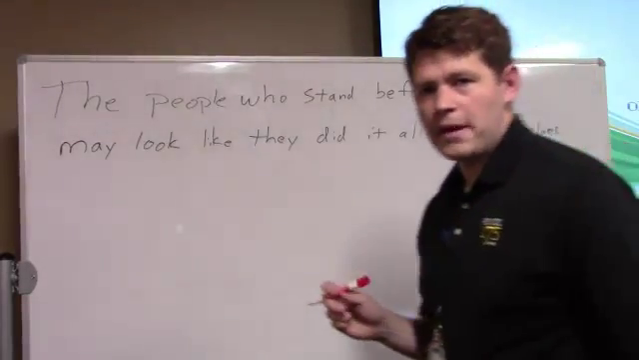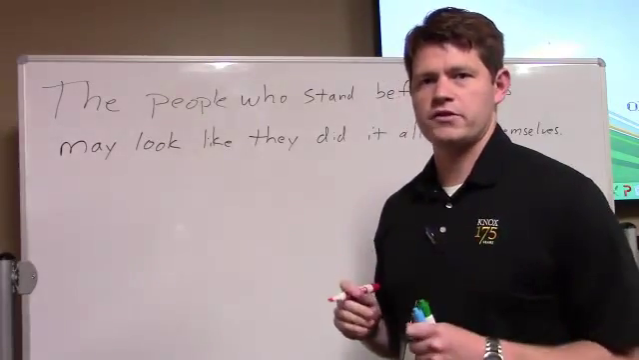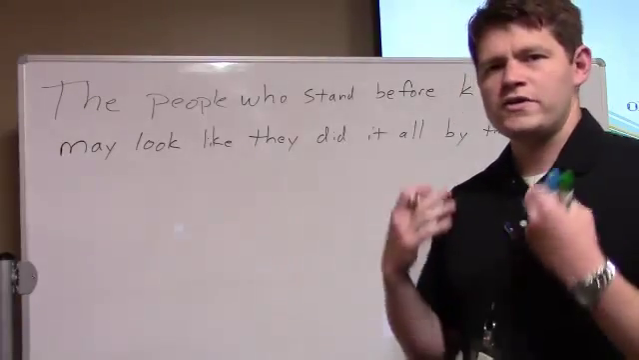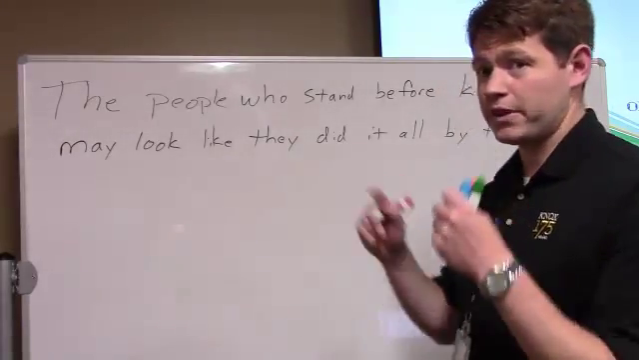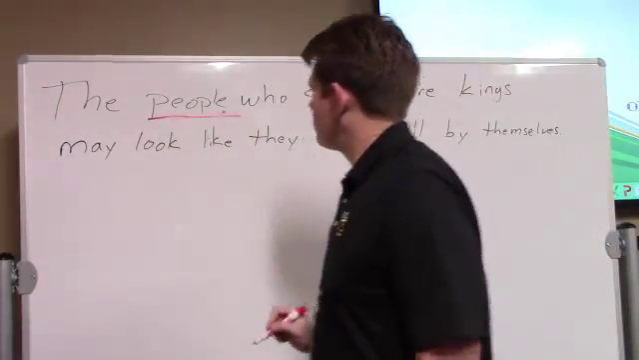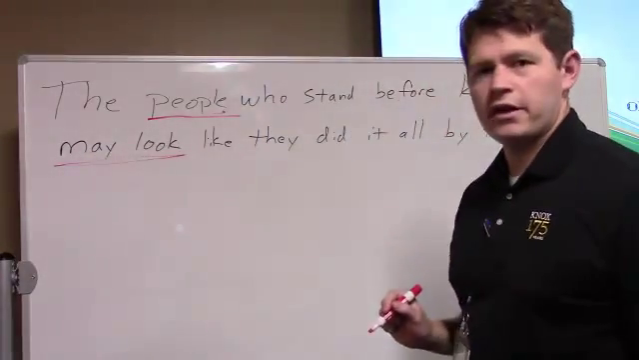First, we'll find our main subject and our main verb. That's the verb and subject of the independent clause, okay? Every sentence has to have an independent clause. Without that, the sentence doesn't make any sense, right? We say it would not express a complete thought. So the complete thought is held here. So the people, red marker, may look, okay? This is our main subject and our main verb.